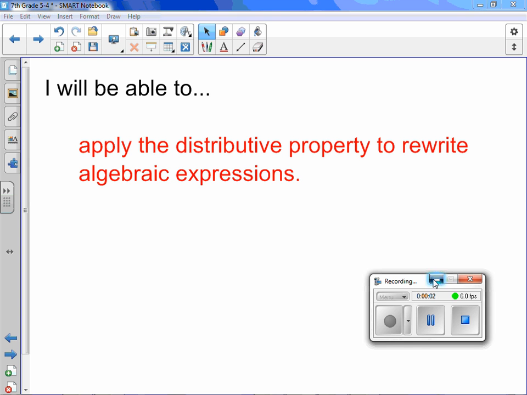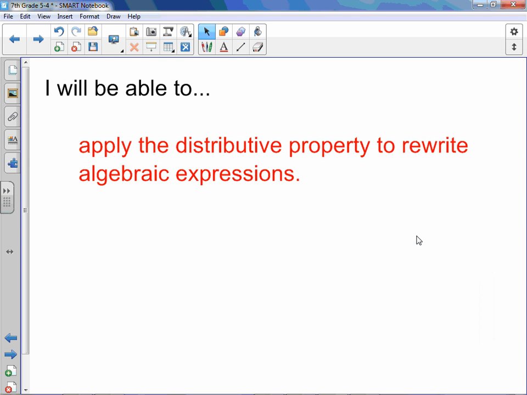Chapter 5, Lesson 4, the distributive property. You will be able to apply the distributive property to rewrite algebraic expressions.